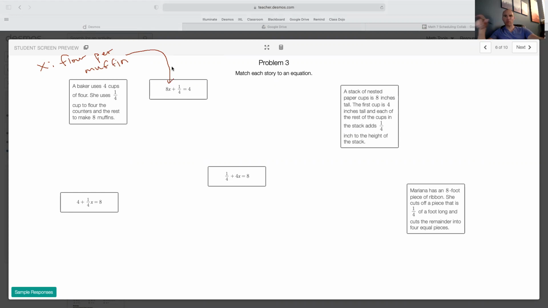And then it says plus 1/4, right? That's that 1/4 of flour that was used to sprinkle on the counters. And all together, that's supposed to equal this 4 here. And that sounds right to me. 8 muffins worth of flour plus the 1/4 cup that got sprinkled on the counter equals the 4 total cups the baker used. So I'm rolling with that one.